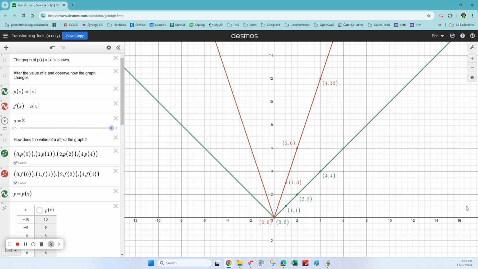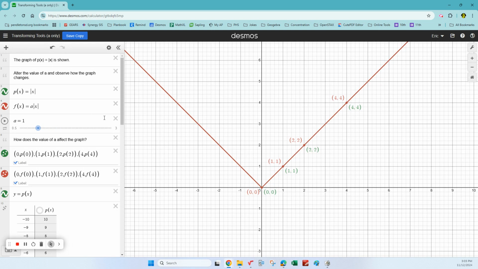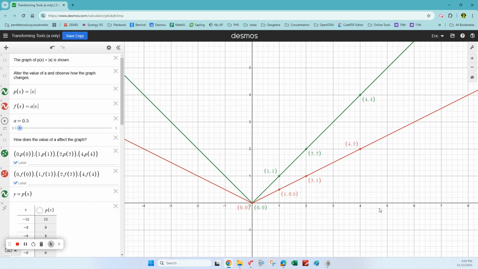Does that make sense? Okay, so what would happen, do you suppose, if I changed a to a fraction that's less than 1, like 1/2? Okay, that's going to squish things vertically then, right? So let's watch that. Okay, so we'll start at 1. And let's drag a down to 1/2. Wow, look what it did. That's exactly what it did, isn't it? So now if I go 4 to the right from the vertex, instead of going up 4 to get to my next point, I only go up half that far.